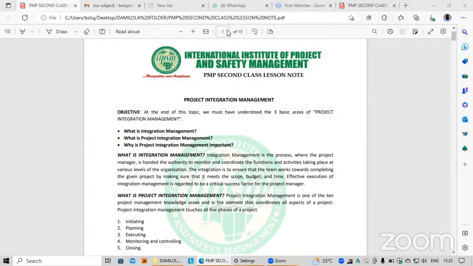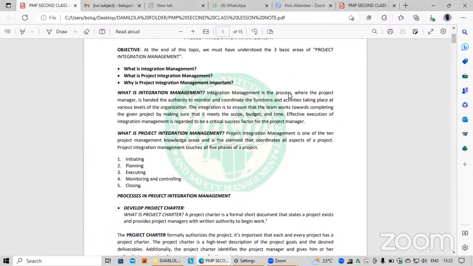So the last phase is the closing phase. So these are the 5 process groups that every project passes through. And as I begin to take the knowledge areas one after the other, we'll also be explaining and going deeper into these process groups. So before I proceed with the knowledge areas, is there any question or comment? If there is none, just tell me to go ahead.